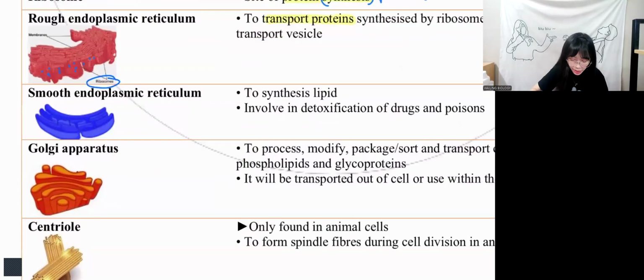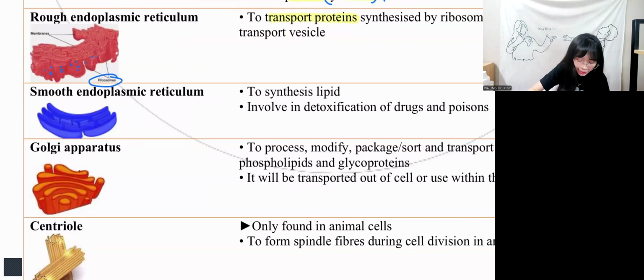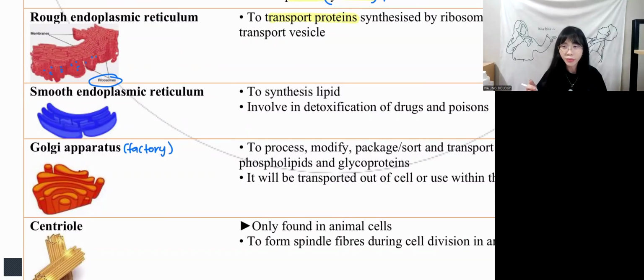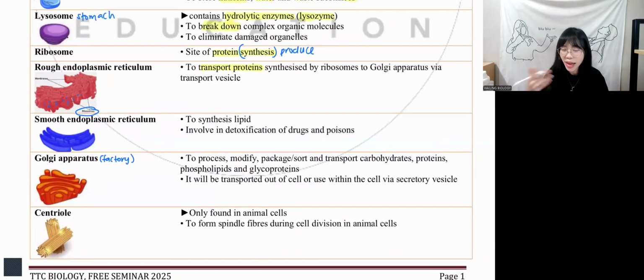This Golgi Apparatus is like a factory. Okay, like a legit factory. Have you guys been to any factory before? Like a bread factory, Maggi factory, chocolate factory, okay, factory. All factories work almost the same way. Okay, let's say right now I want to make bread. If you want to make chocolate, you have to use the cocoa nut, right? And then you break it and then you make it into chocolate, right?